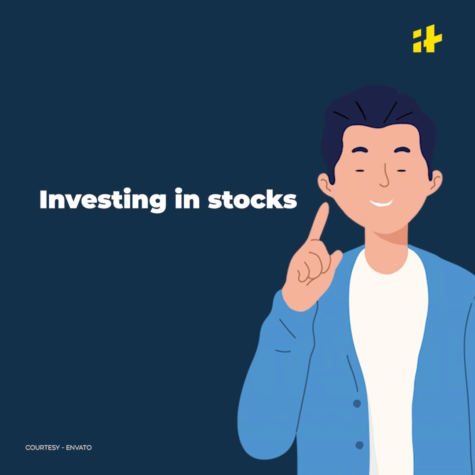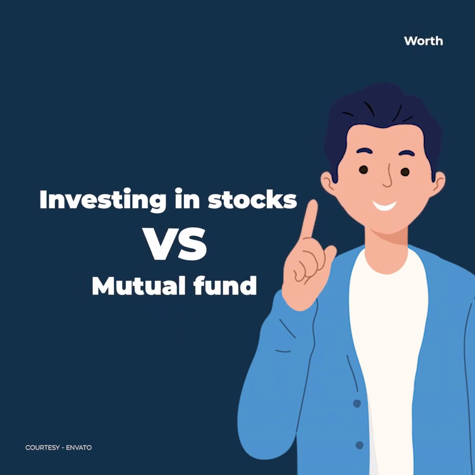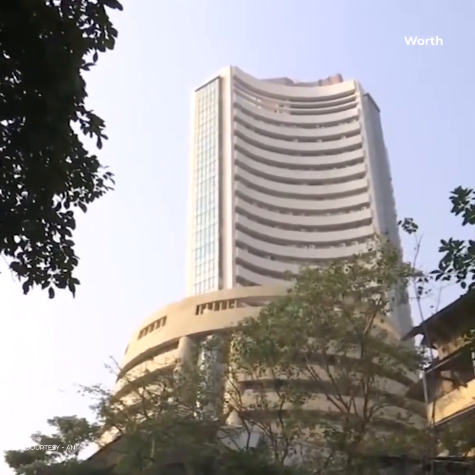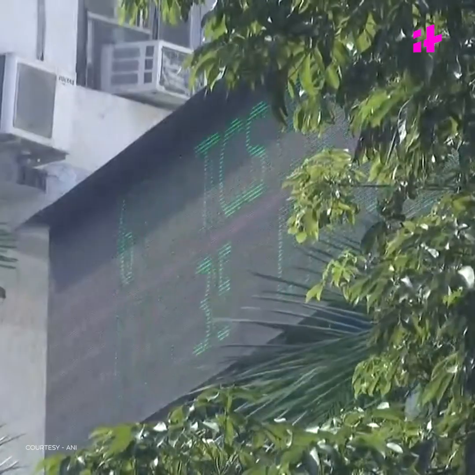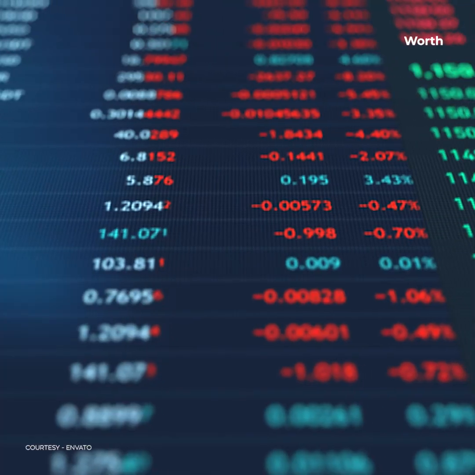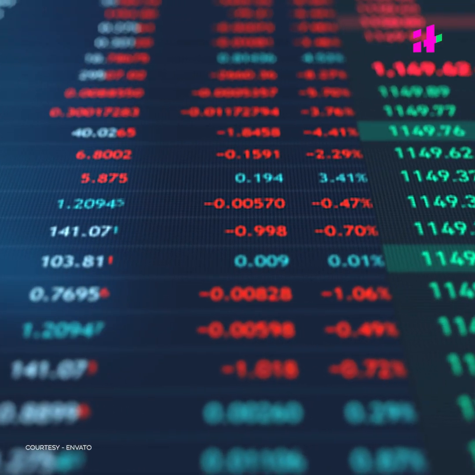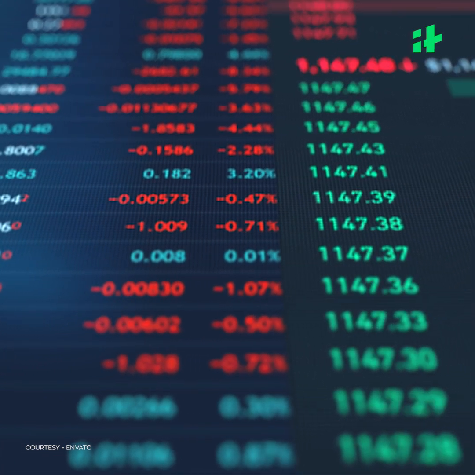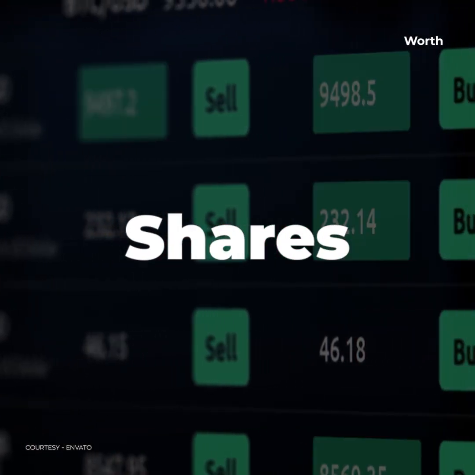How is investing in stocks different from mutual fund investments? Investing in stocks. Stocks are financial instruments issued by companies that give the investor part ownership in a company. This entitles the owner of the stock to a portion of the company's assets and profits in proportion with how much stock they own. Units of stocks are called shares.